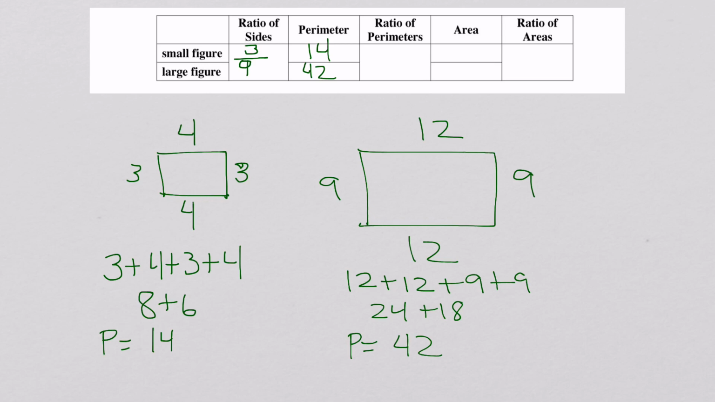The ratio of perimeters. Remember, a ratio is a number being divided by another. In this case, we're going 14 divided by 42. Now, you could use your calculator. But typically when we're talking about ratios, it's a little bit easier if you keep it as a fraction. So what we should do is we should reduce the fraction as much as possible.